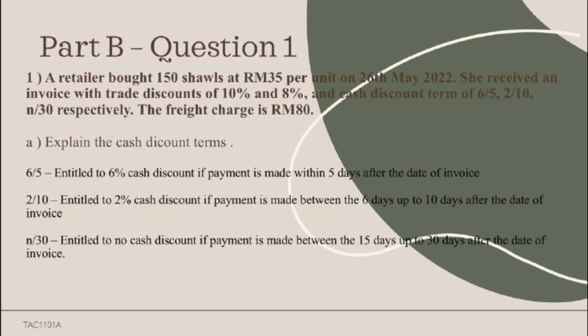For 6/5, entitled to 6% cash discount if payment is made within 5 days after the date of invoice. For 2/10, entitled to 2% cash discount if payment is made between 6 days up to 10 days after the date of invoice. For the last one, n/30, entitled to no cash discount if payment is made between 15 days up to 30 days after the date of invoice.